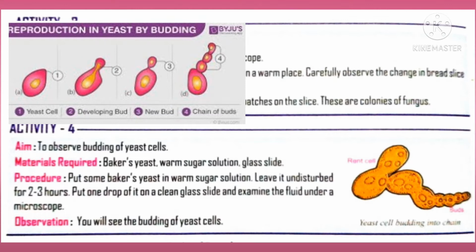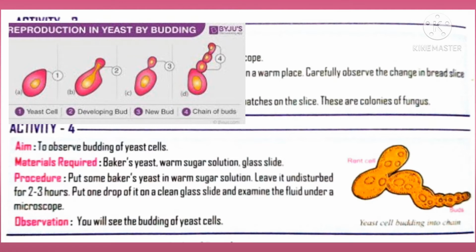In this activity, the materials required are baker's yeast, which is a microorganism, warm sugar solution, and a glass slide. Here what we are going to do is put some yeast in warm sugar solution. Leave it for 2 to 3 hours. Put 1 or 2 drops on a glass slide and keep it under the microscope.